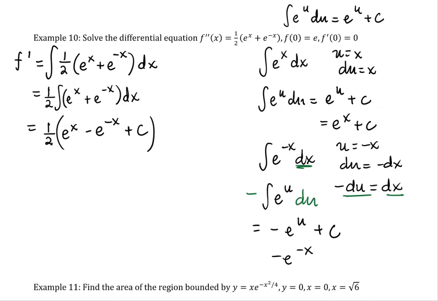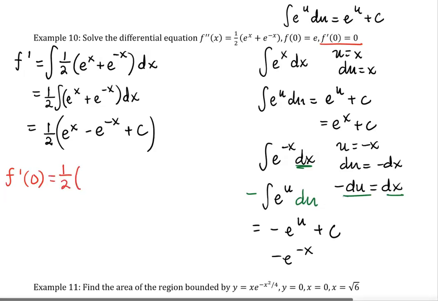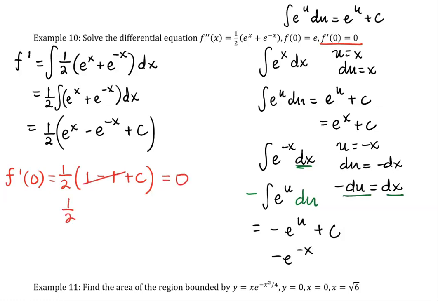I'm going to go ahead and use our first initial condition that f prime of 0 is 0. So f prime of 0 is 1/2. Remember that anything raised to the 0 power is 1. So e to the 0 is 1 minus e to the 0 is 1 plus c. So we do get that, and all of this is equal to 0. So we do get that 1/2, these cancel, c is equal to 0, which tells us that c is equal to 0.